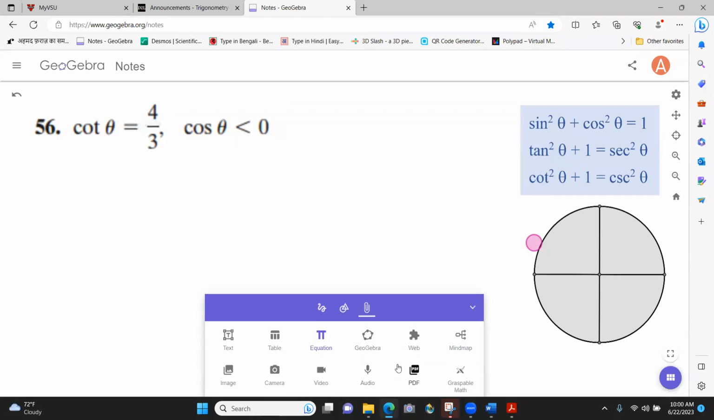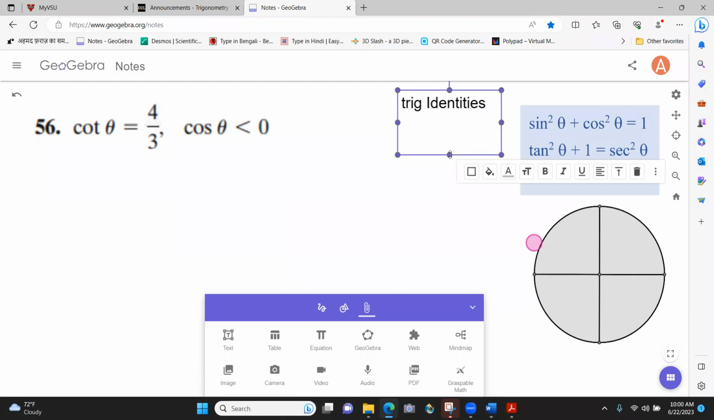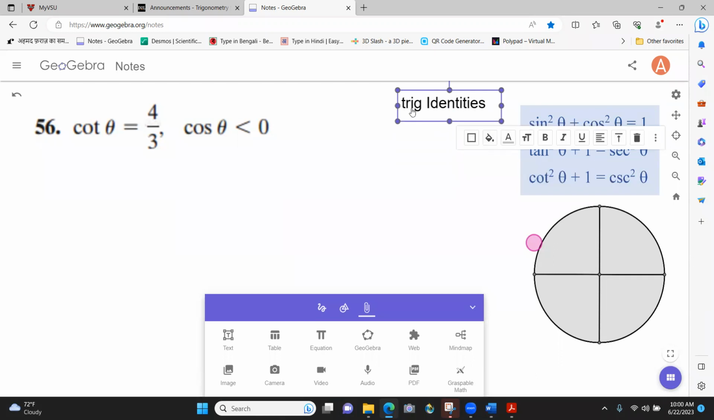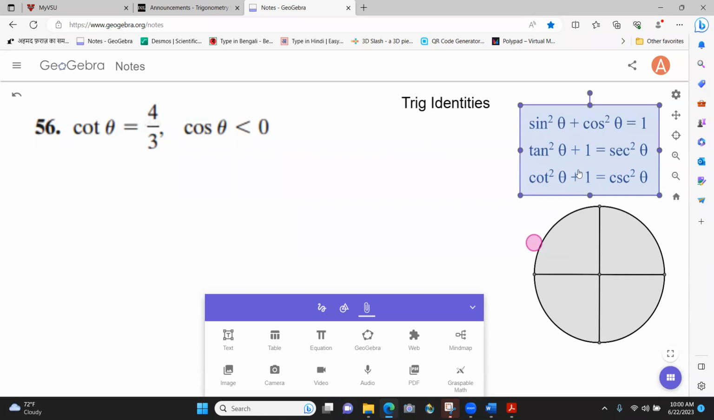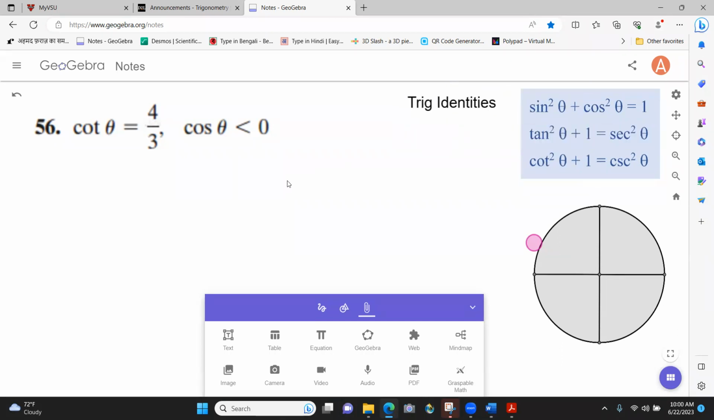It's called trig identities. Let me write it down, okay? Trig identities are basically the ones you're going to use to work on problems from this section, and you just have three of them. The first one is very easy, sine squared theta plus cosine squared theta is 1. And the other two are a little hard to keep straight, but you have access to your formulas, right? It shouldn't be too bad.